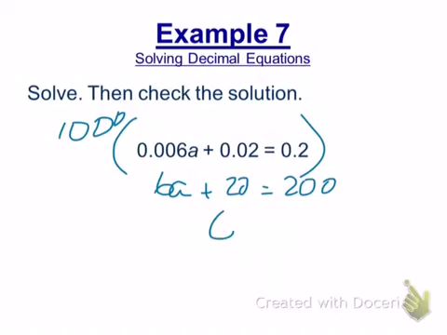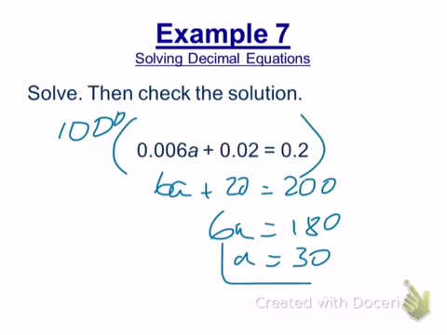Subtract 20 from both sides, we get 6a equals 180. Divide by 6, we get a equals 30. Now, if you want to skip those steps, actually showing those things and just writing these like this, I'm okay with that for now too. All right?